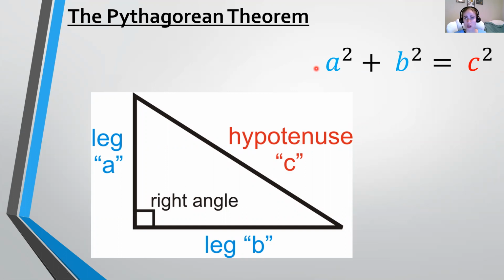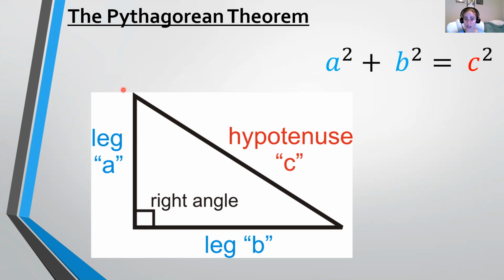So if we think about our formula for finding the area of a square, area is equal to length times width. Or if we think about our formula for finding the volume of a sphere, volume is equal to 4/3 times pi times radius squared. That is very similar to the Pythagorean Theorem, where we have a nice little setup that we can use to find missing side lengths of a right triangle.